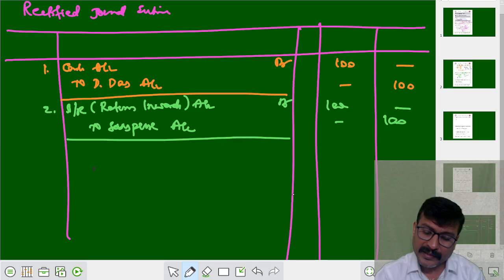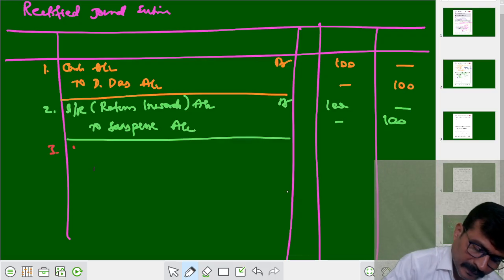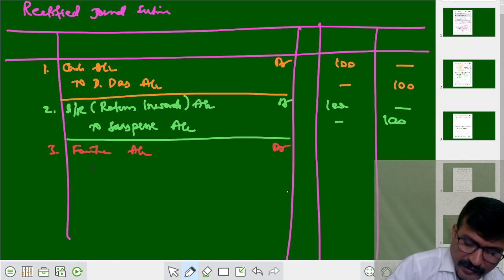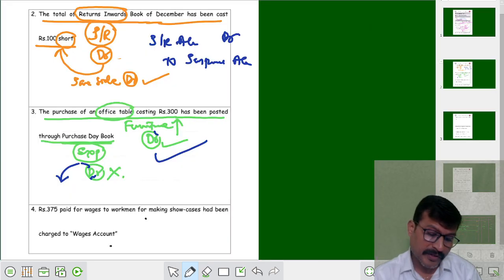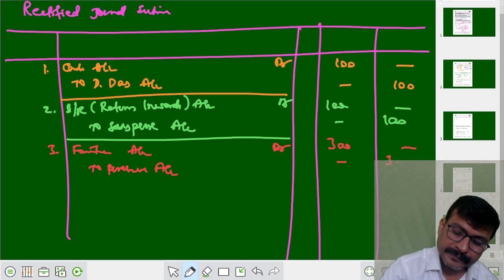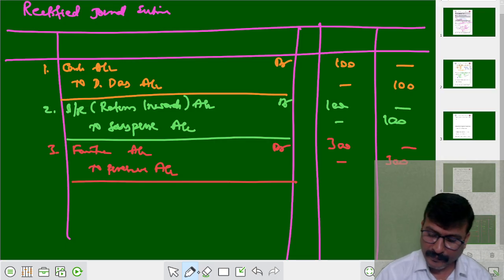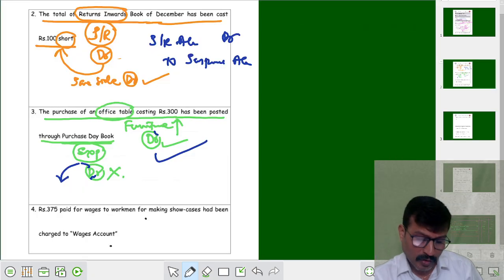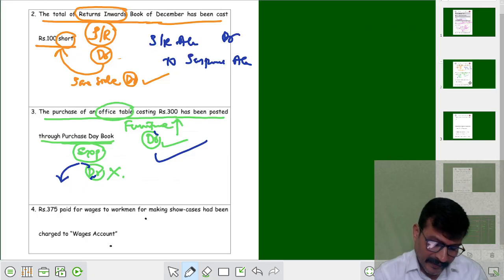So, let us write the third entry. Furniture account debit to purchases account. How much is it? An amount of rupees 300. Now let me move on to the fourth one. Rupees 375 paid for wages to workman.